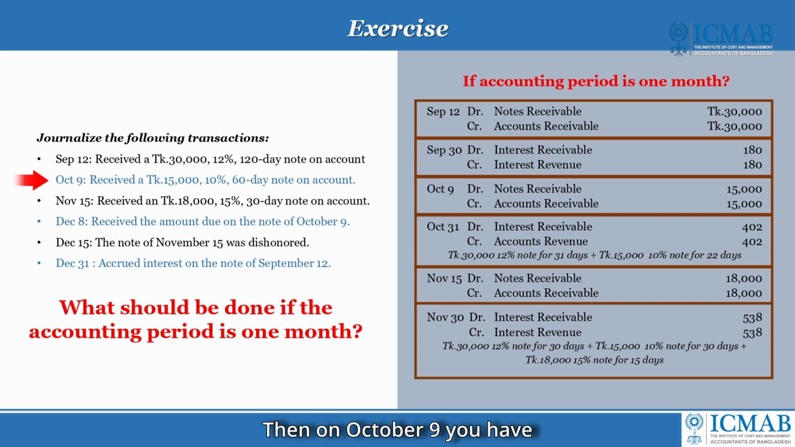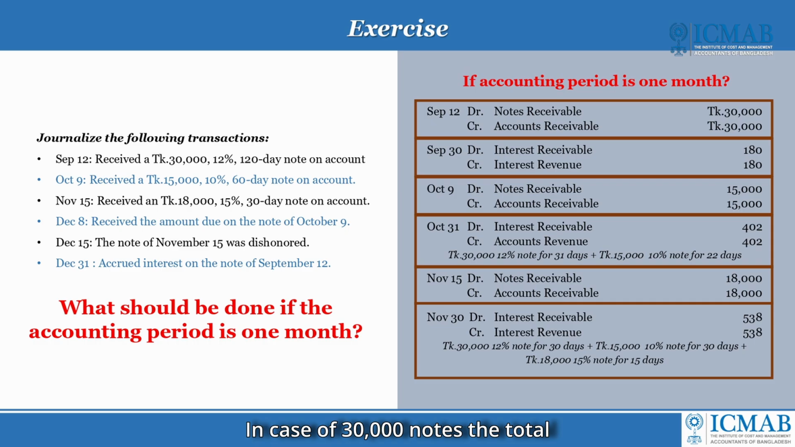Then on October 9 you have received another note amounting taka 15,000, interest rate is 10% for 60 days. So the journal entry should be note receivable account debit and account receivable account credit. On October 31st you have two notes, one is amounting taka 30,000, another one is 15,000. So you have to determine the interest revenue on these two notes.